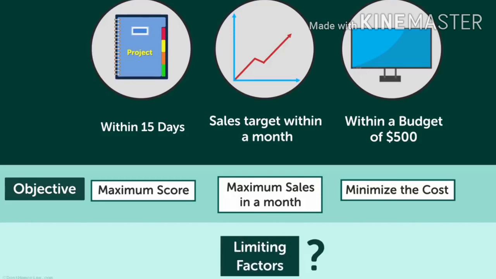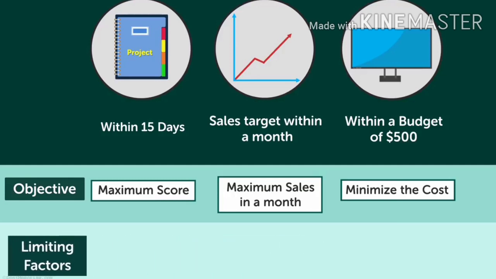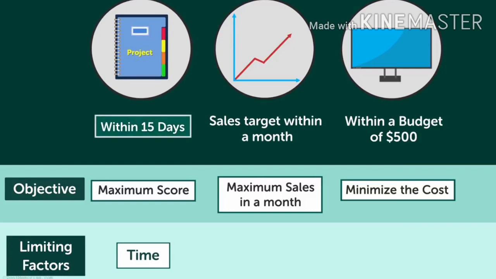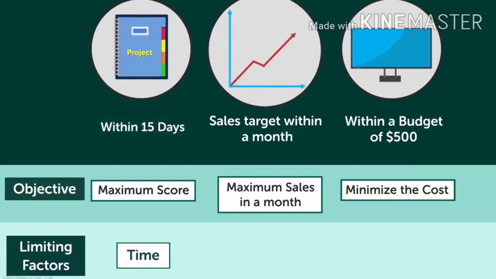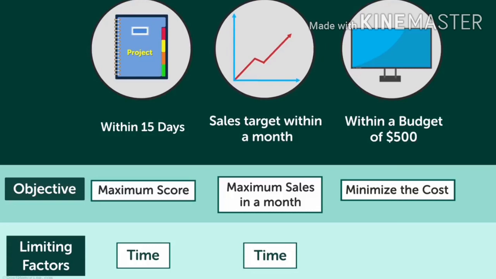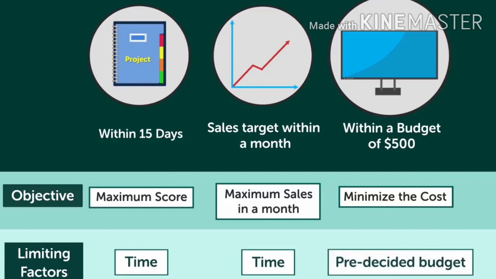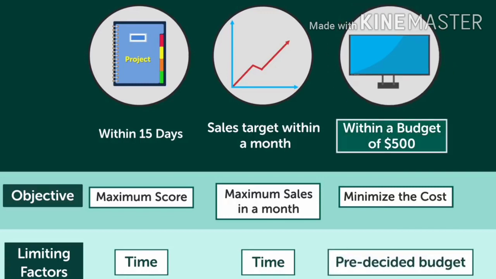In each case, there is a scarcity of some resource. In the first case, the time limit to complete the project is limited. Time to be allotted for completing the project is 15 days only. Likewise, in the second case too, time is the limiting factor. The salesperson has to sell the maximum possible products in a period of 1 month. In the third case, the person has to buy the gadget within a pre-decided budget. That is, the amount to be spent is the limiting factor in this case.